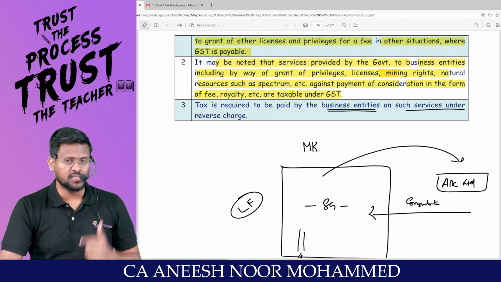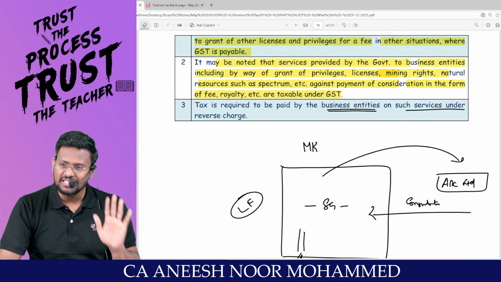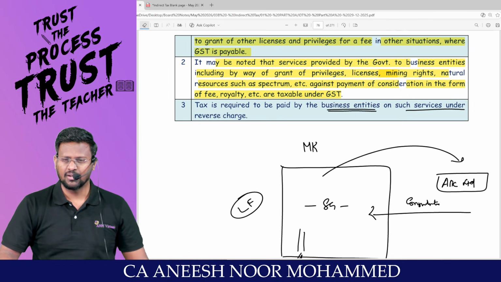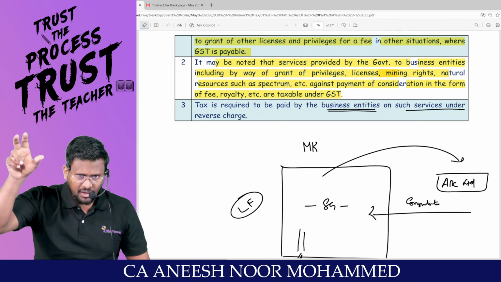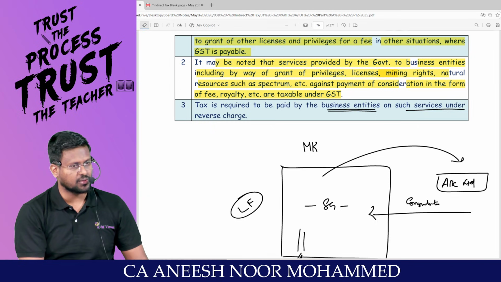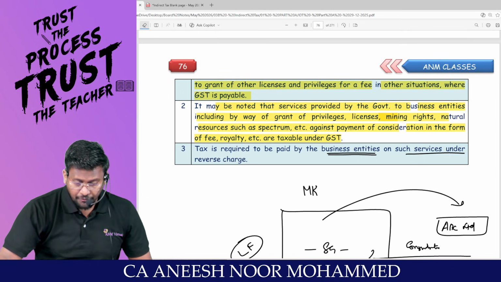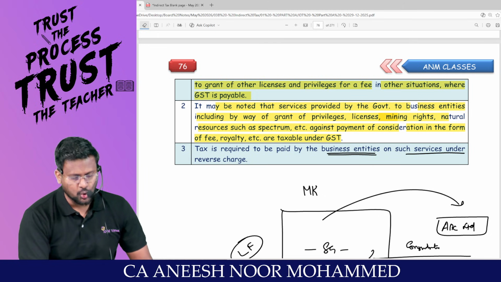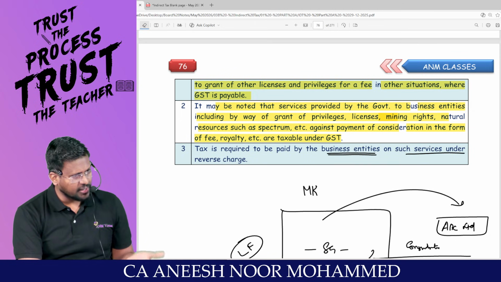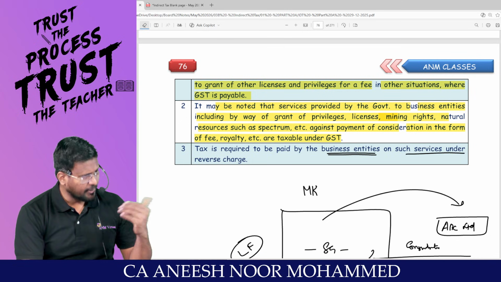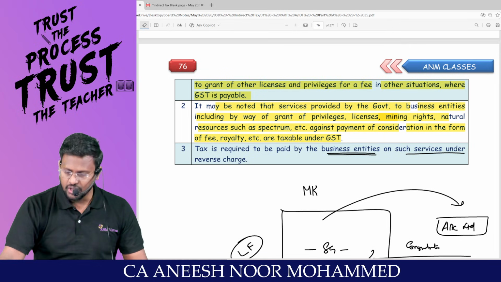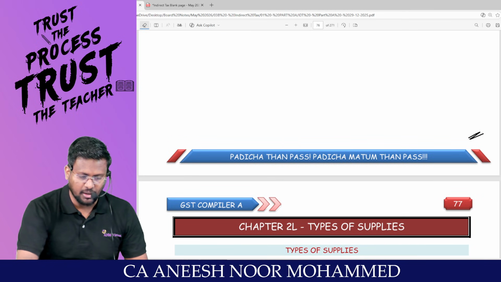Any other license which has been provided by the government to another person is liable to what? GST. Earlier also GST. The logic is very simple. Sir, is the parent item covered in GST, liquor? No, sir. So its liquor license is also neither supply of goods nor supply of services. Is the parent item of the license, mining right, natural resource such as spectrum, 2G spectrum, 3G spectrum, 5G spectrum, all covered in GST? Yes. Then automatically the licenses for those items are also subject to GST. That's what Schedule 3 is all about, my dear lovable students.